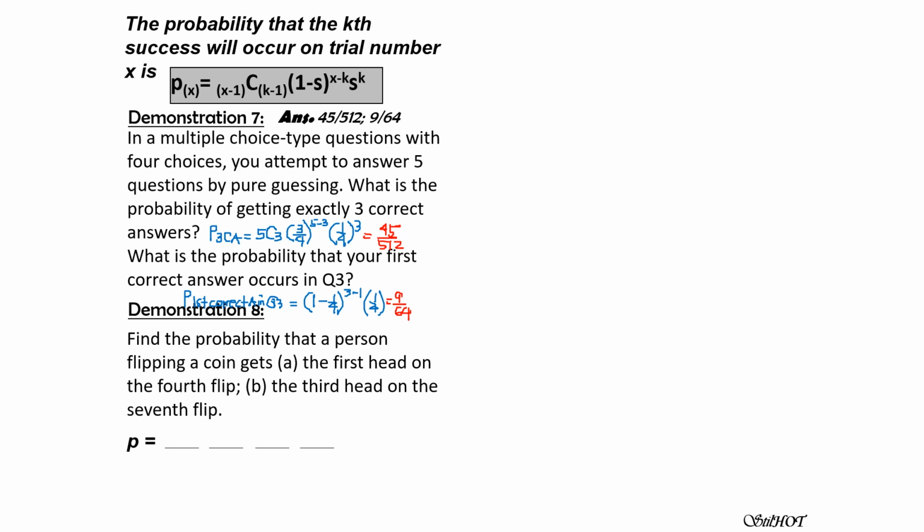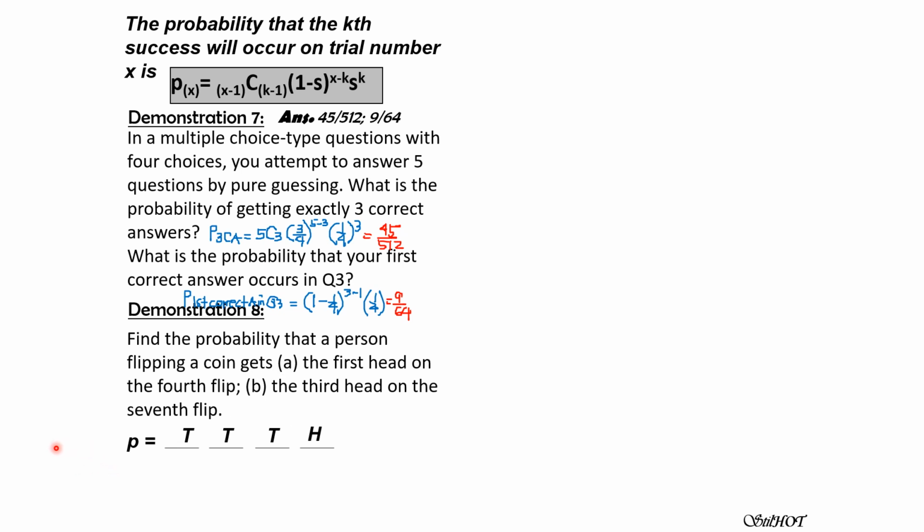So for the next problem, demonstration number 8: find the probability that a person flipping a coin gets A, the first head on the fourth flip, and B, the third head on the seventh flip. So first head occurs on the fourth flip. So we draw this so that we will not use the formula. This formula here, we'll just use common sense. So if the first head occurs on the fourth flip, this should be head, and the preceding trials will have tails. So tail, tail, tail, then head.